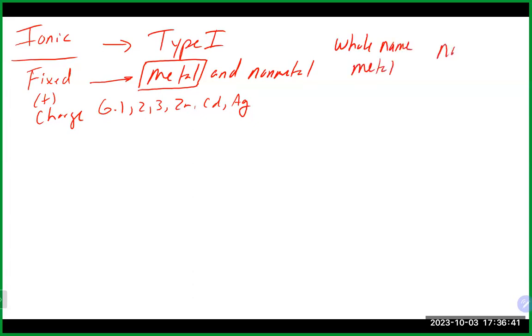We give the non-metal, we drop the last part, maybe a little bit more than the last part, and we replace it with an IDE in this case.